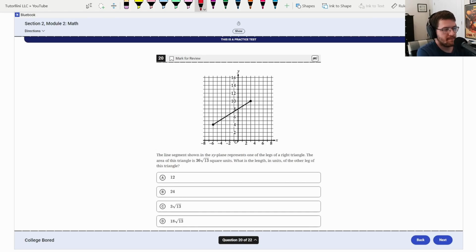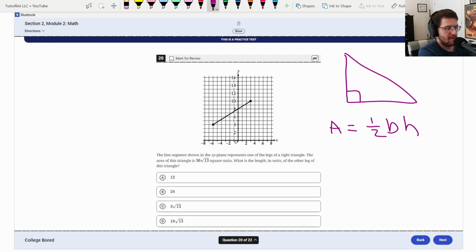Okay, question 20. So, guys, this is talking about the area of a triangle, which is 1/2 base times height. And in case you didn't know, when you do 1/2 base times height on a right triangle, the base and the height are each of the legs. So for a right triangle, it's really in a way like 1/2 the first leg times the second leg.